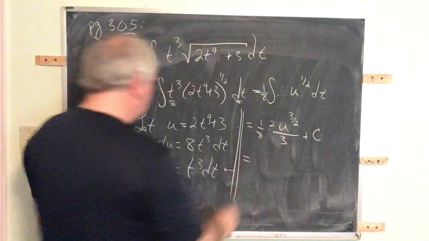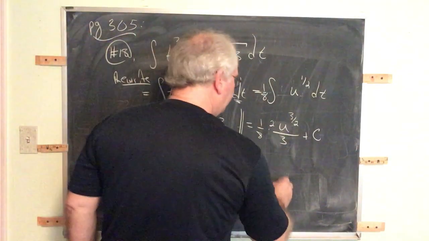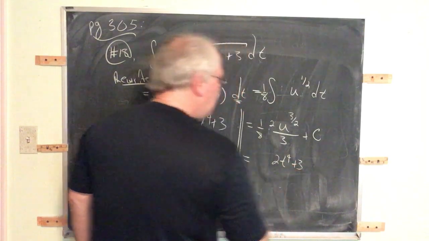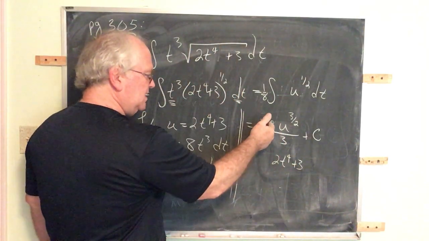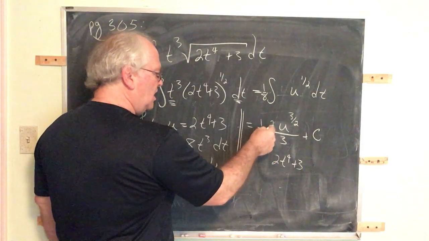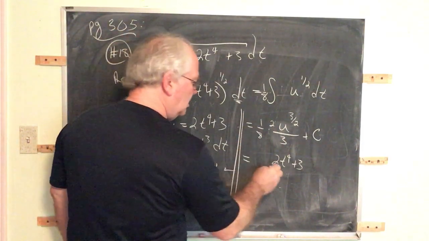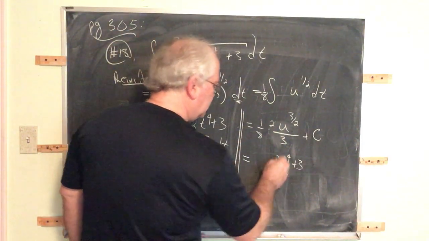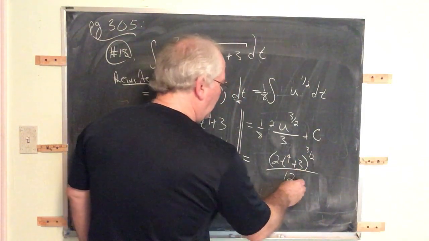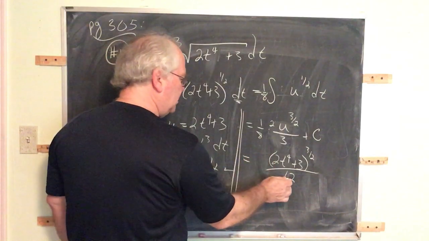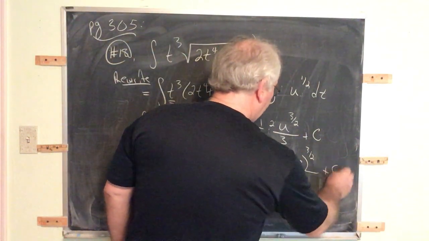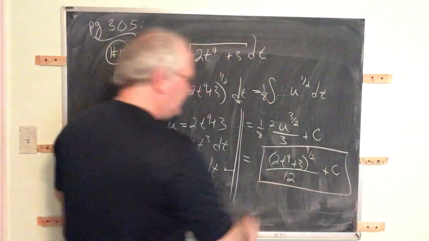And then what was u? u was this mess to begin with. So it's 2t to the fourth plus 3. You may combine these and write this as 2 over 24. But 2 over 24, you could also say 2 into 8 leaves 4. So you could actually write this as, this is all to the 3/2 power, all over 12. You could write this as 2 24ths, but 2 24ths is clearly 1/12. And I think we're out there.